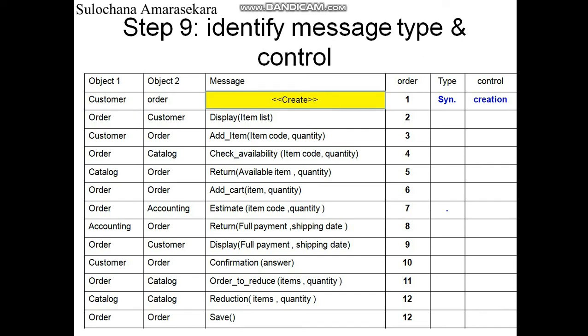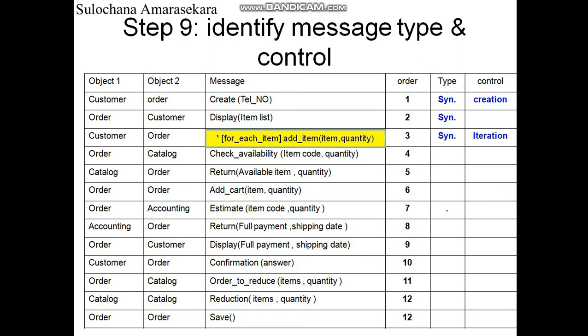Again, display item interrupts the workflow, hence it is a synchronize message. Now we know add item is also a synchronize message. We know the user can add any number of items. Because of that, it is a loop. Then I am going to change my message like this: a star, which indicates iteration, within box brackets the condition, then the message comes. That means this message loops until the customer stops adding items to the system.